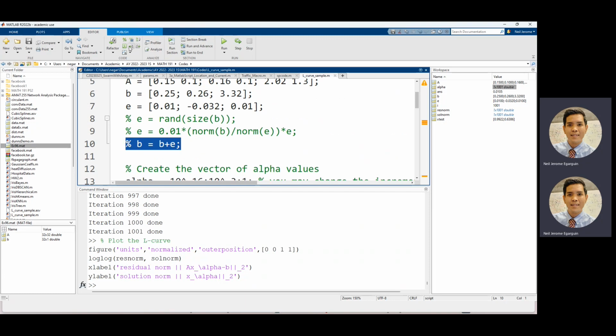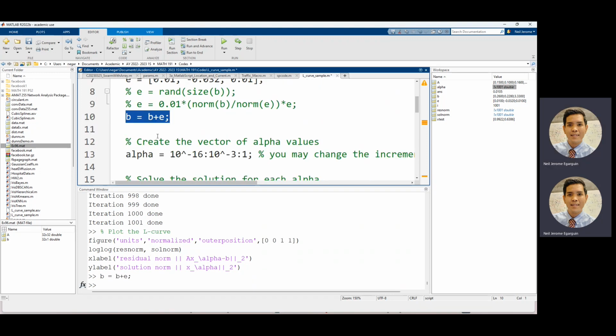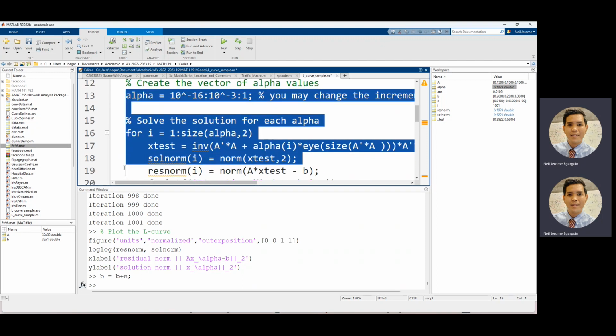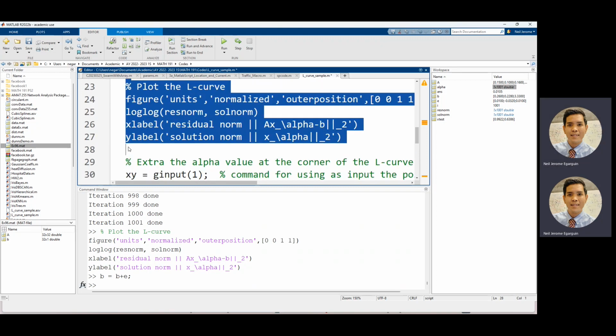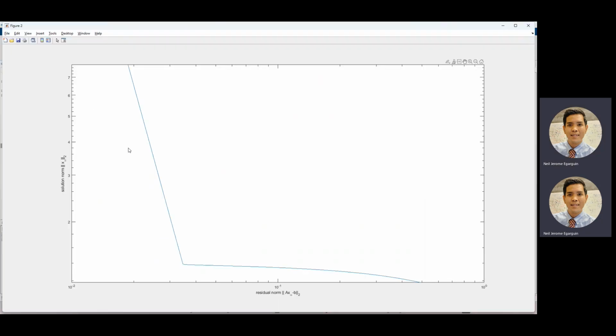I need to run line 10 because I will change the right-hand side that I will feed into my program by the perfect data B plus the noise. So that will update the right-hand side vector B to incorporate the noise in the modeling. So I'll run that so that B is updated now. Then I'll redo the computations from line 13 until line 27 to get the L curve. So this is the L curve, which is quite similar to what you got in the slide, right?